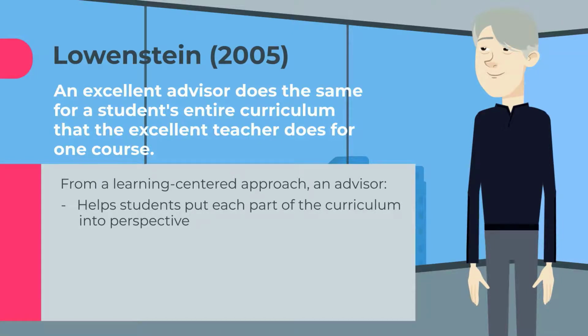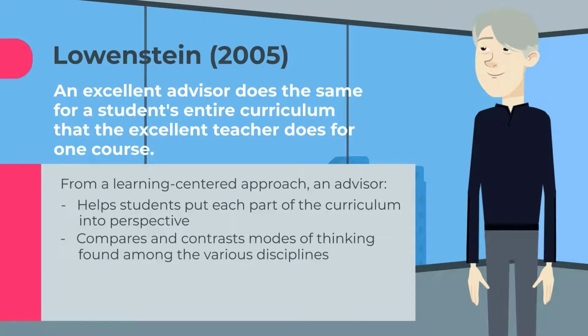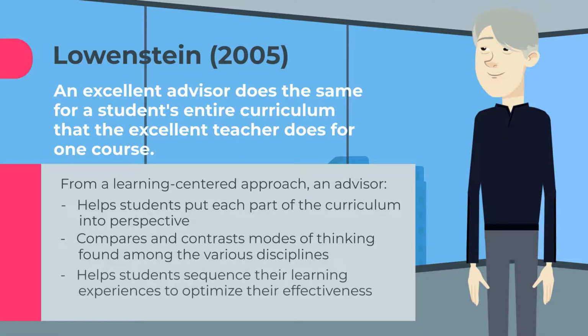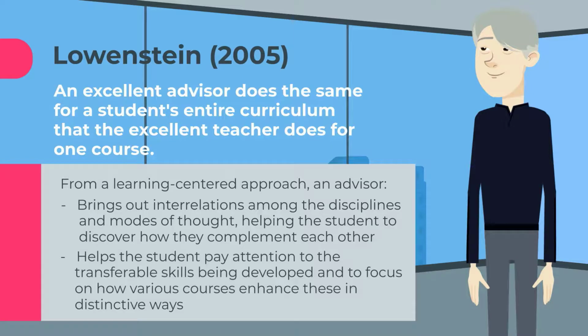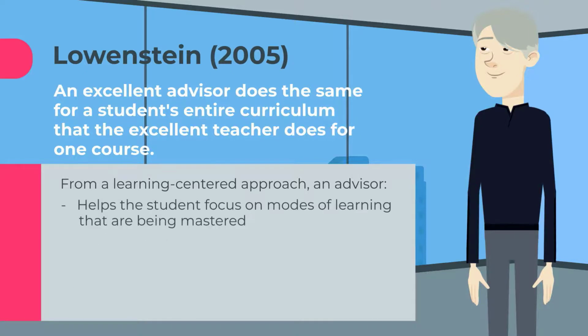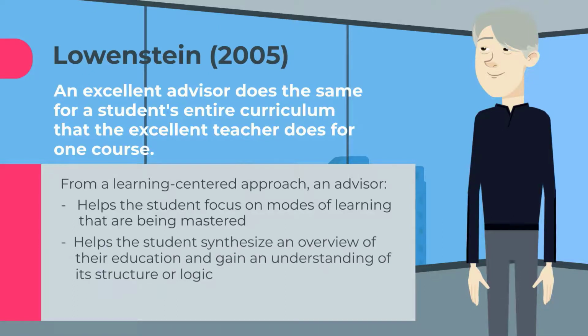According to Lowenstein, from a learning-centered approach, an advisor helps students put each part of their curriculum into perspective, compares and contrasts modes of thinking found among the various disciplines, helps students sequence their learning experiences to optimize their effectiveness, brings out interrelations among the disciplines and modes of thought, helping the student discover how they complement each other, helps the student pay attention to the transferable skills being developed and to focus on how various courses enhance these in distinctive ways, helps the student focus on modes of learning that are being mastered, and helps the student synthesize an overview of their education and gain an understanding of its structure or logic.